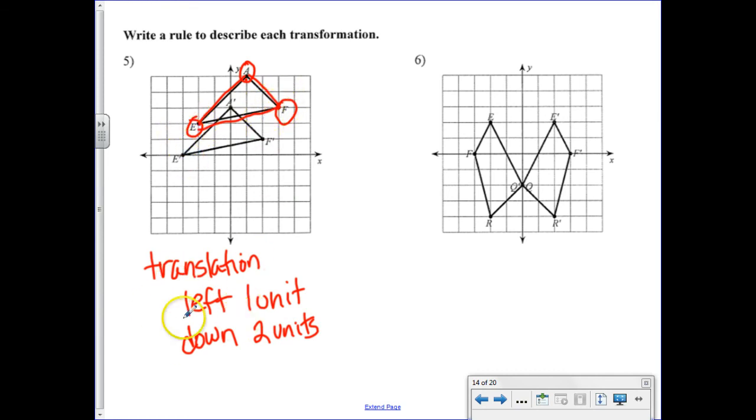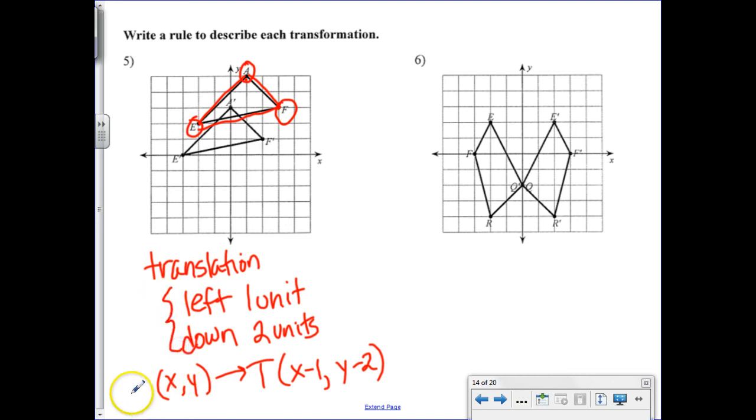Yep. Or algebraically, you would write it this way. My original point xy gets transformed this way. I went to the left one, which means you subtract 1 from your x value. And then to go down 2 units, you're subtracting 2 from your y value or your y coordinate. So you could write it this way, or you could write it this way. Both ways are correct.